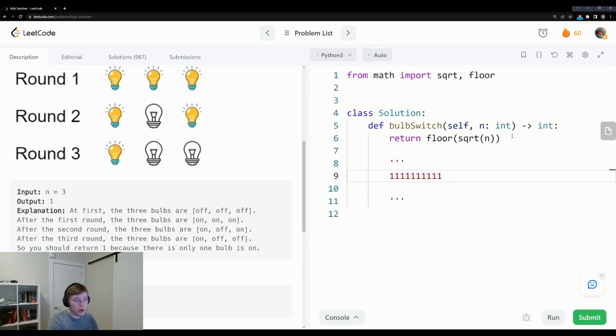So here are the 10 bulbs on after the first round, after round 2, after round 3, after round 4, after round 5, round 6, round 7, after round 8, after round 9, and after round 10. As you can see, the only ones that are turned on are the squares, the 1, 4, and 9. So if we just take the number of squares less than or equal to n, then we should have the solution.